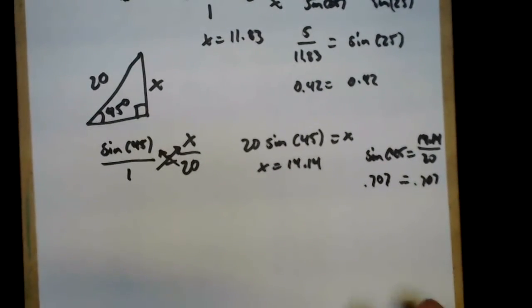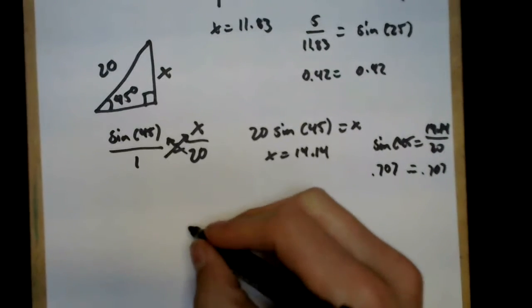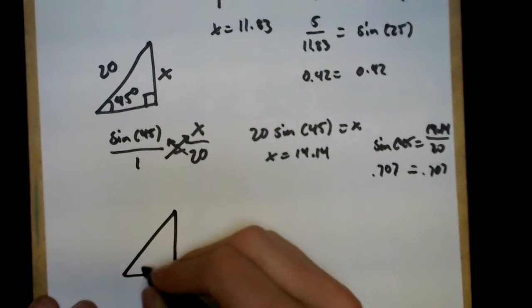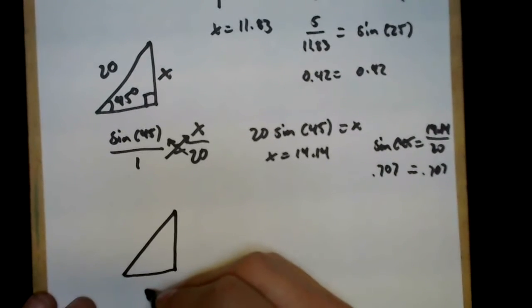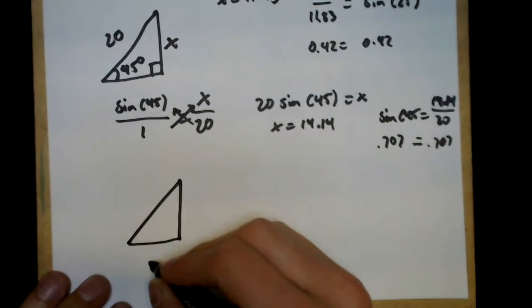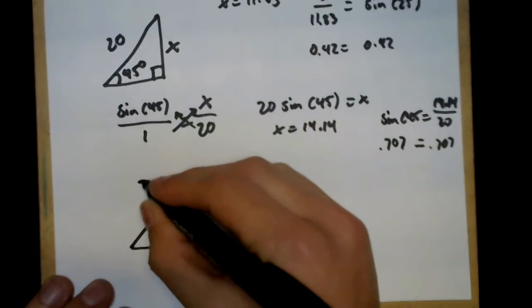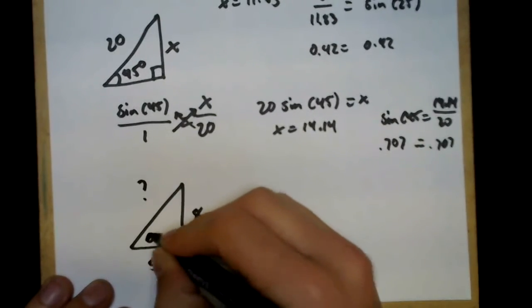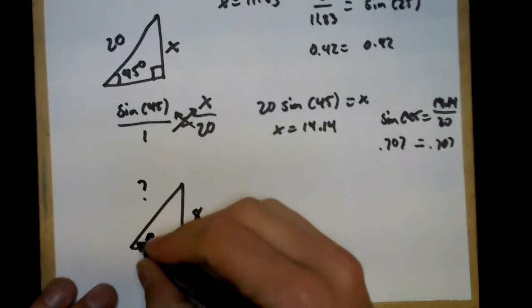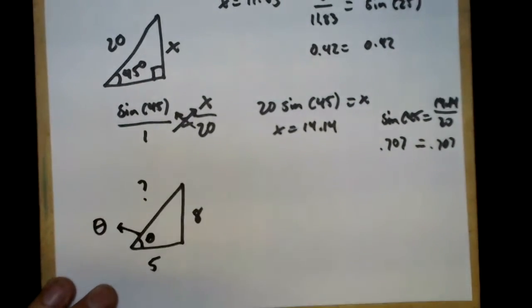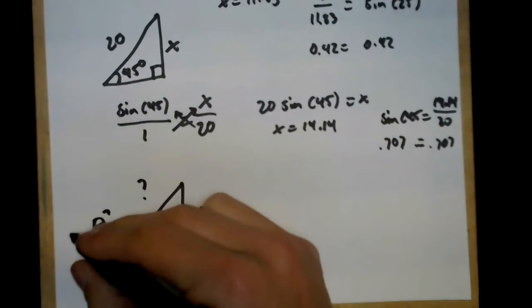Finally, the ACT may put on, given that you know that this side length is 5, this side length is 8. You don't know your hypotenuse, and you have to find theta, or your angle. So this is your final answer that you're looking for.